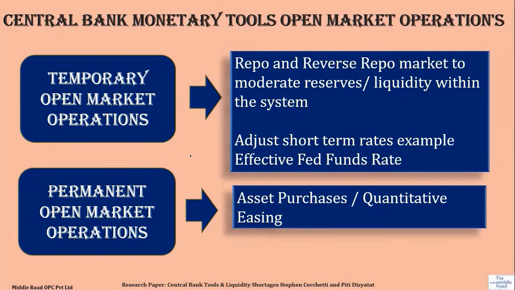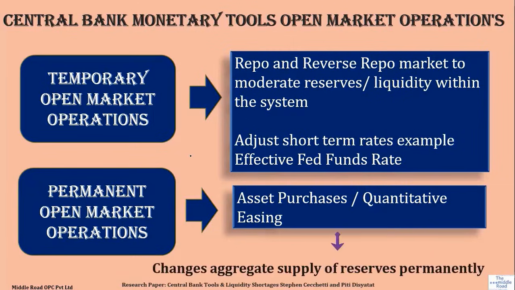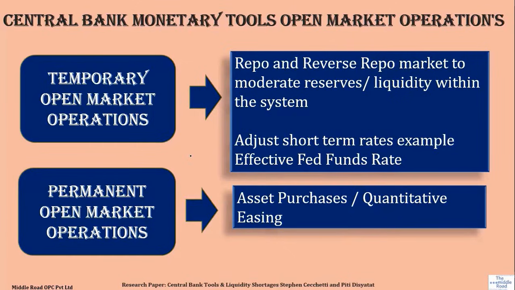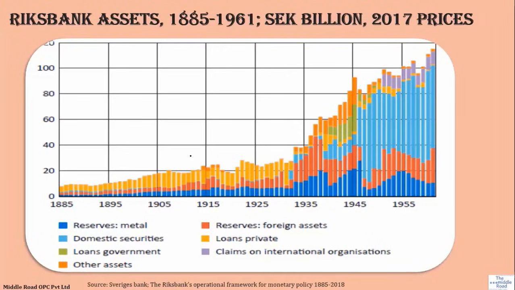When you're looking at permanent open market solutions, basically asset purchases or quantitative easing, this gives you a fair good idea of both of these operations, whether temporary or permanent, and this is discussed in the separate module. We are looking at assets, outright asset purchases. We have Riksbank. This is the central bank of Sweden.